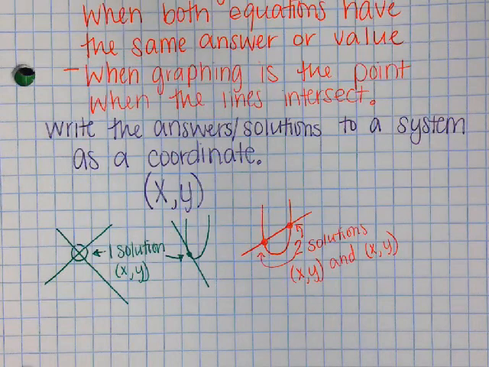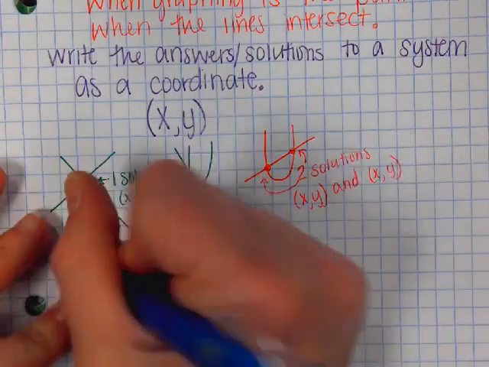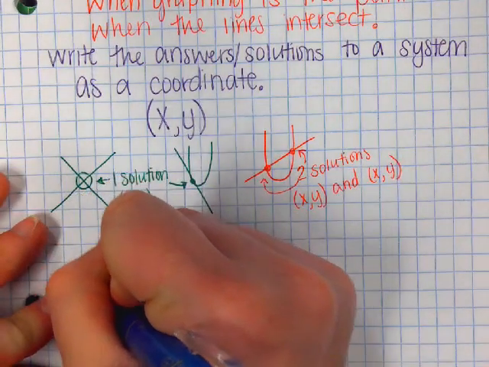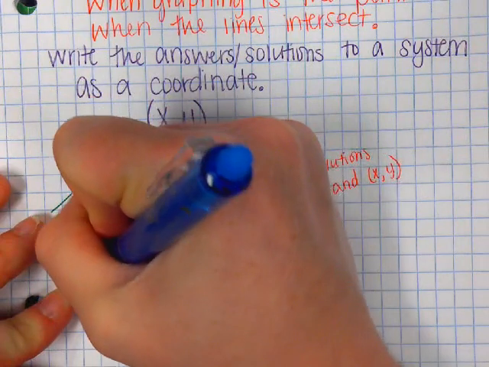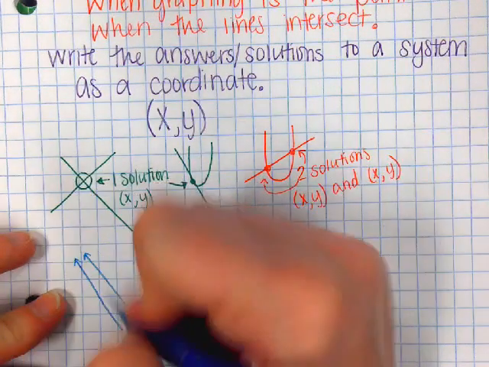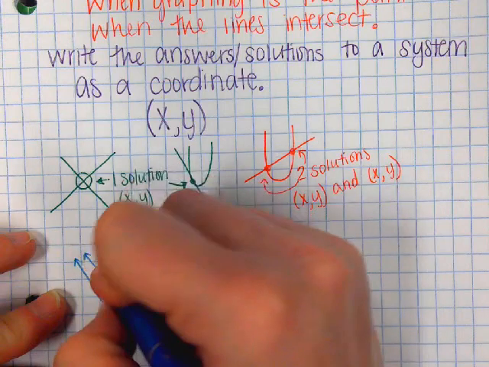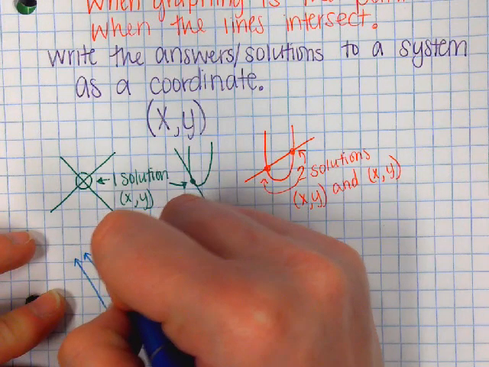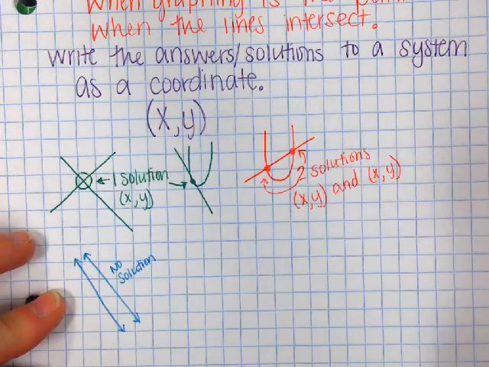Okay, you can have no solutions. By no solutions, that means they never cross. So if you have two parallel lines, there is no solution.